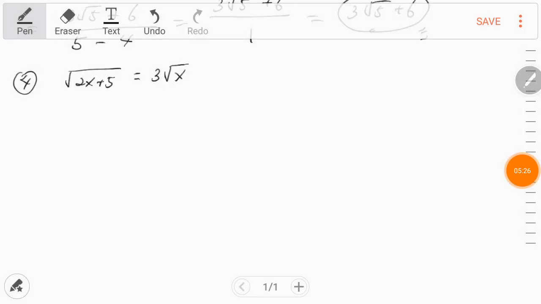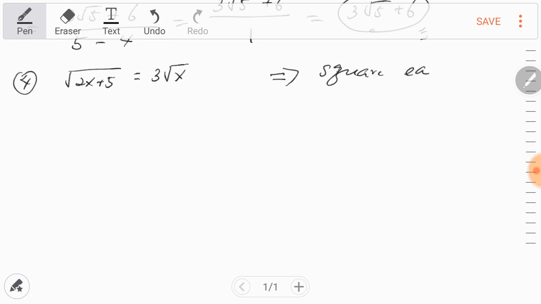Okay, when we solve a radical equation, we have to get rid of the radicals by multiplying each side of the equation by taking the square. So in this case, okay, square each side.